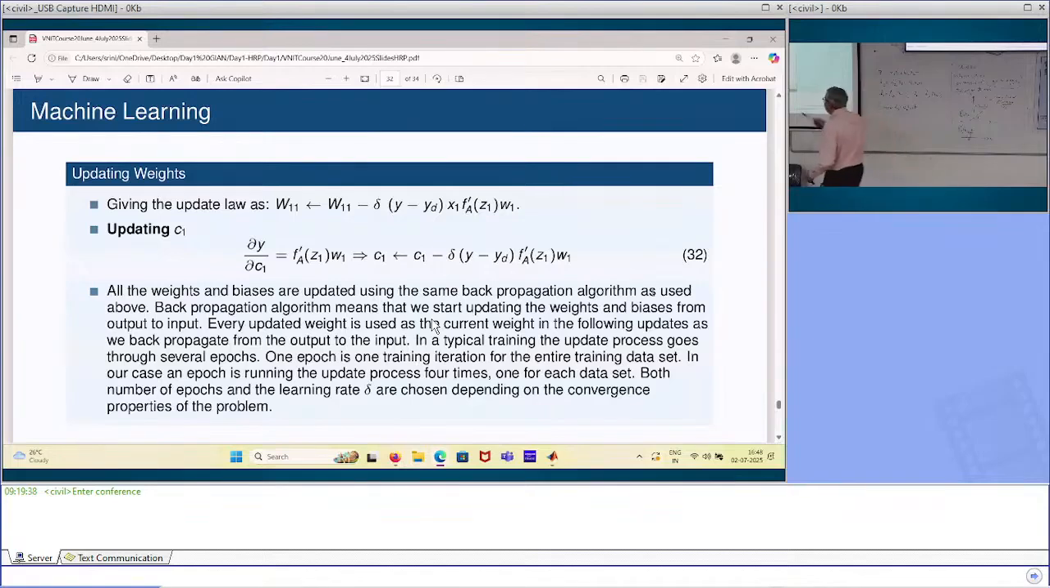So there are many, many different types of functions F(Z1). I think this is called ReLU or something like that. There are many different types of F(Z)s. Okay? And each has its merit. And what type of function is that? F(Z), is that a linear function or a non-linear function?